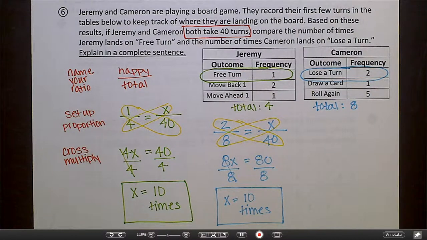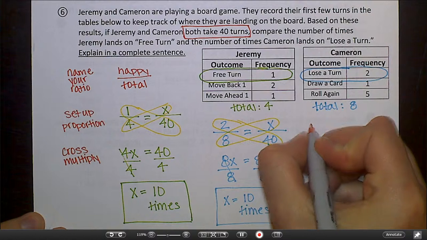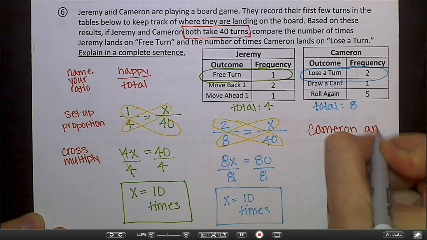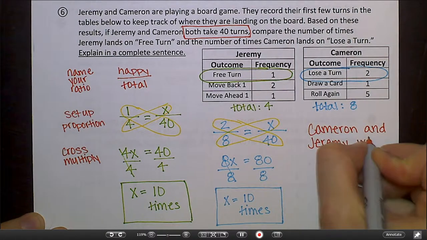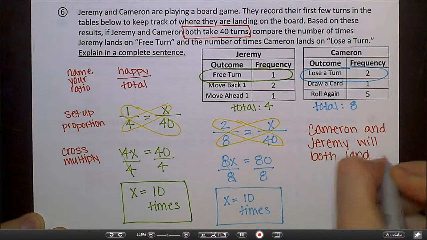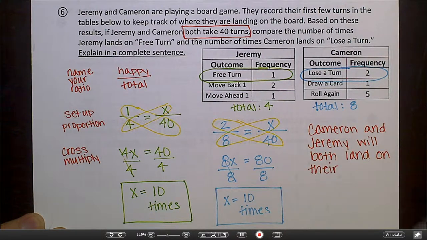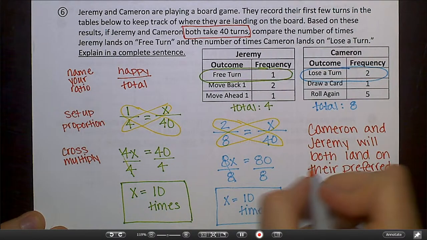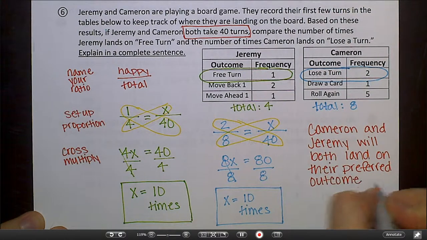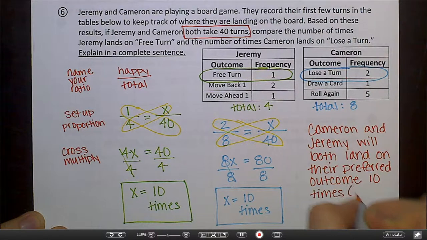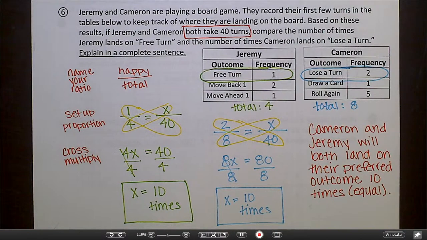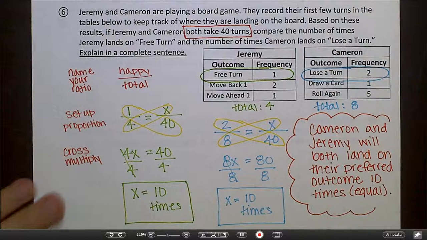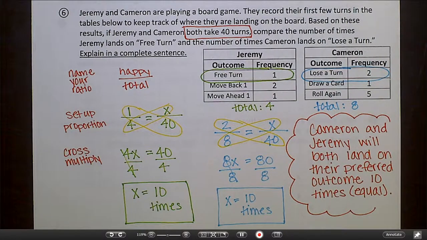So we need to write a complete sentence to compare these. It says, compare the number of times that they land on these things. So Cameron and Jeremy will both land on their preferred outcome 10 times. Or I can say they're equal. So make sure, what I'm really looking for is your explanation. Yeah, I want to see the work, but I want you to be able to analyze it at the end. So make sure you've got that complete sentence there when you go on and do number 6 on your own.